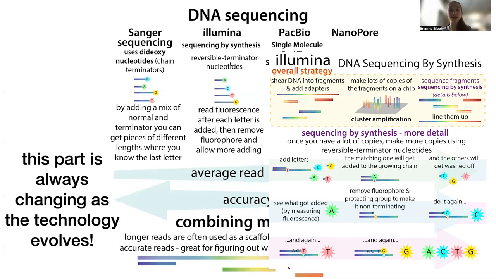With Illumina, they use sequencing by synthesis. Here we're also going to be using terminator nucleotides, but in this case, the termination is reversible. So we're reading the same strand letter by letter. We add one letter, we read it out, we remove the blocking group, we add another letter, we read it out, we remove the blocking group, and so on. This is how Illumina sequencing reads out these different letters all in the same strand as opposed to on different strands.